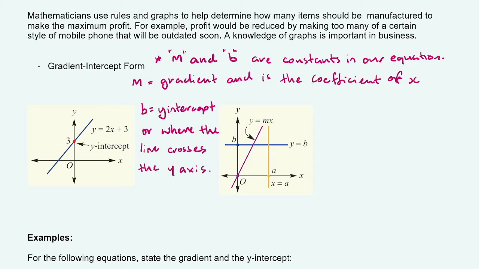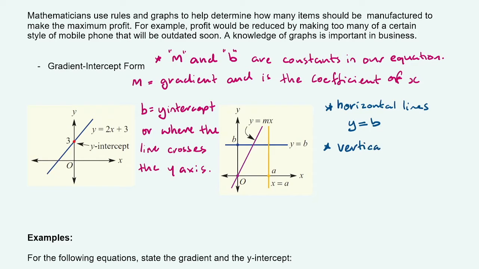Now, there are some special lines that we need to think about and consider. We have horizontal lines. Horizontal lines are just a flat line that crosses somewhere on our y-axis, but it won't matter what the x value is, it will always be that y value. So it's just y equals b. If you find y equals b, you know it's going to be a horizontal line.